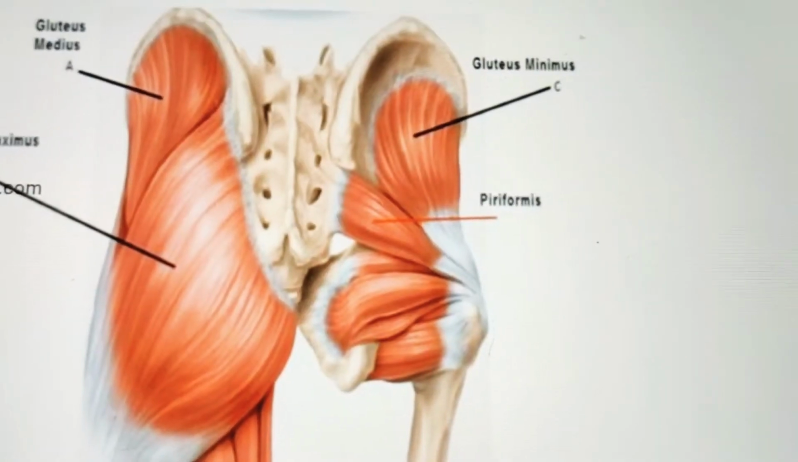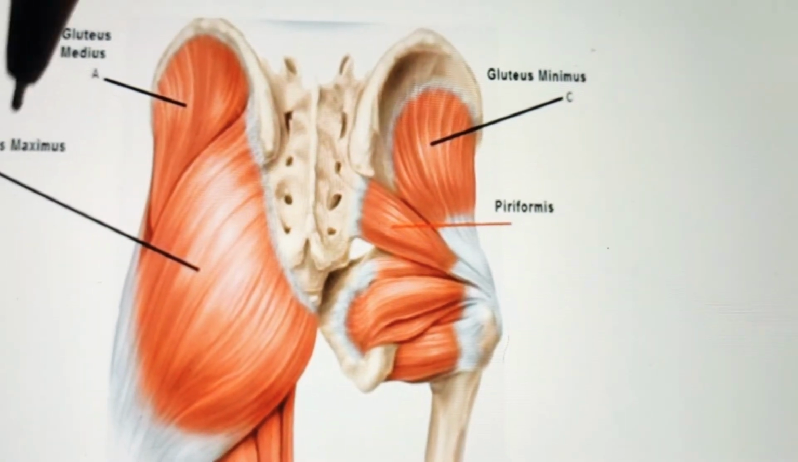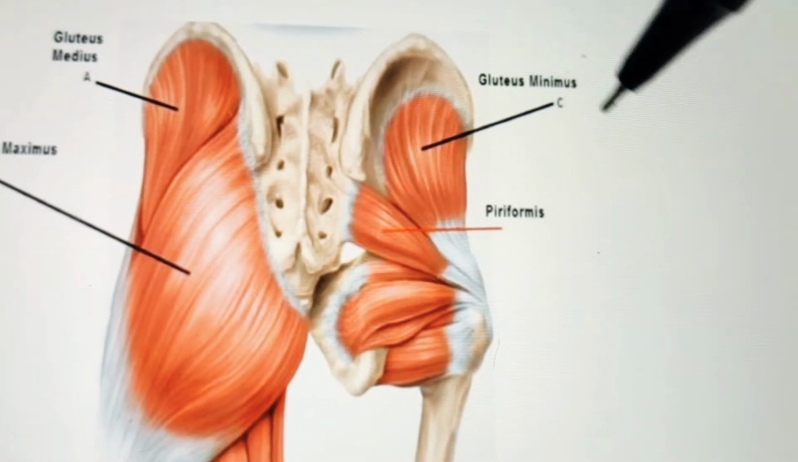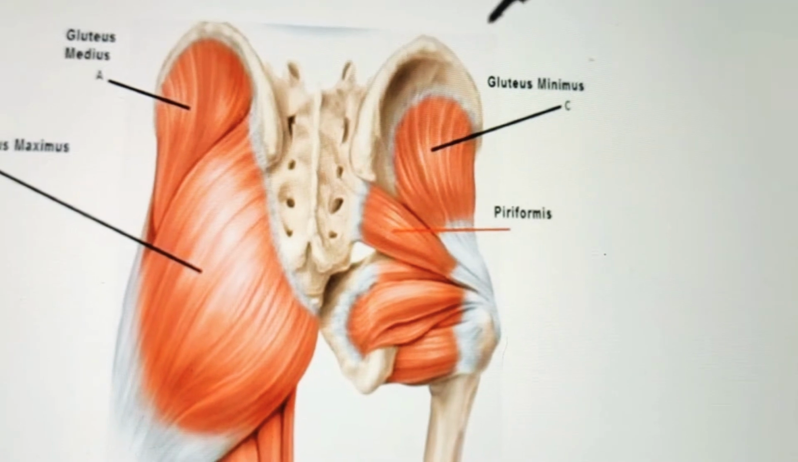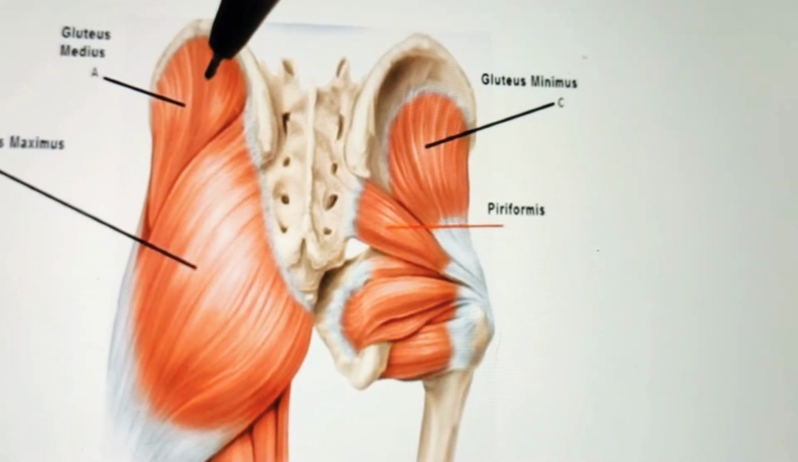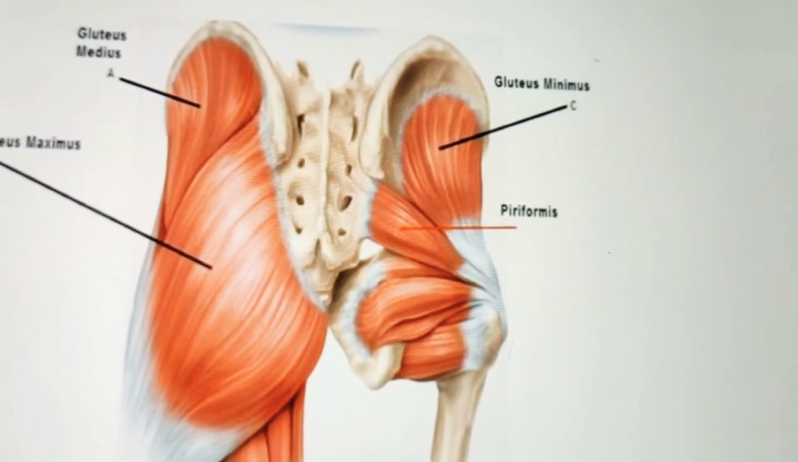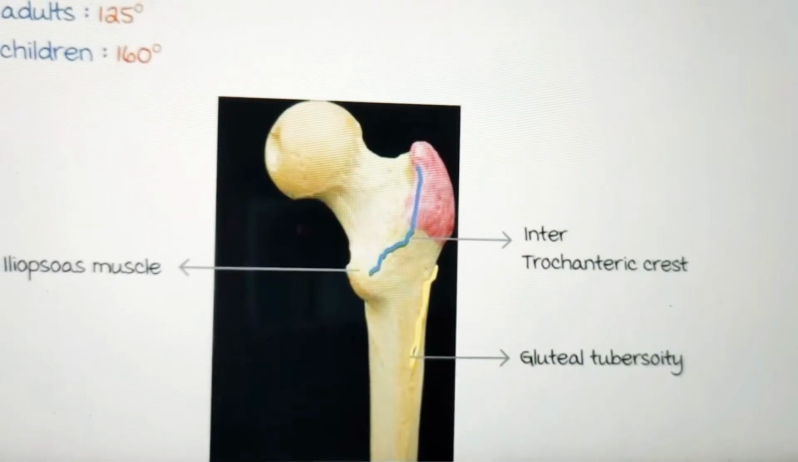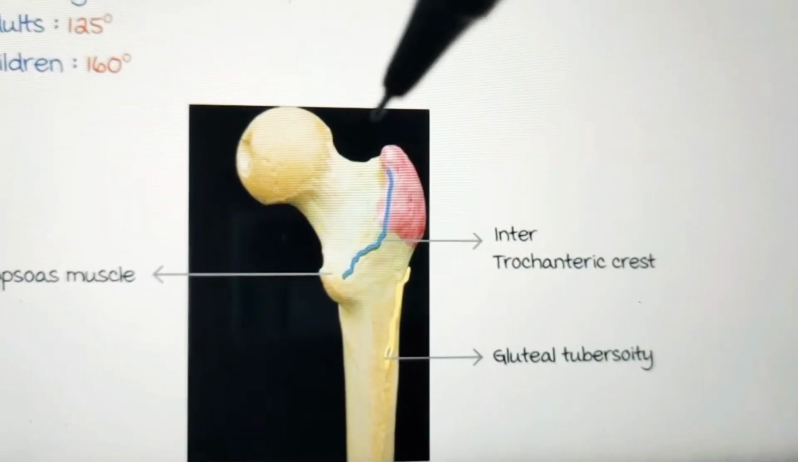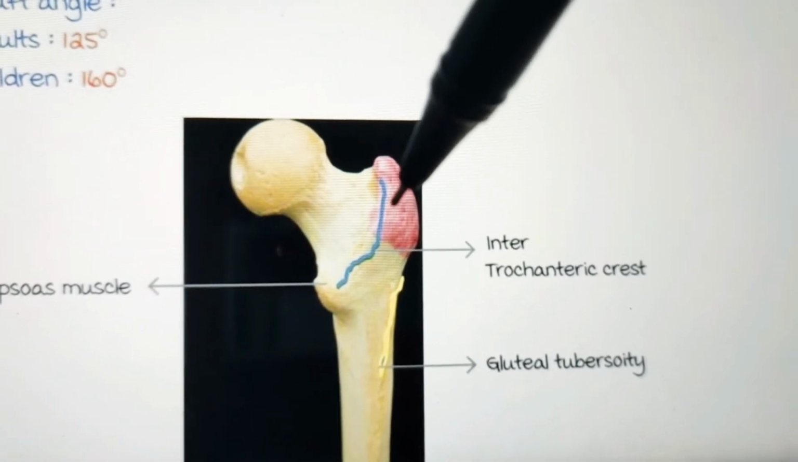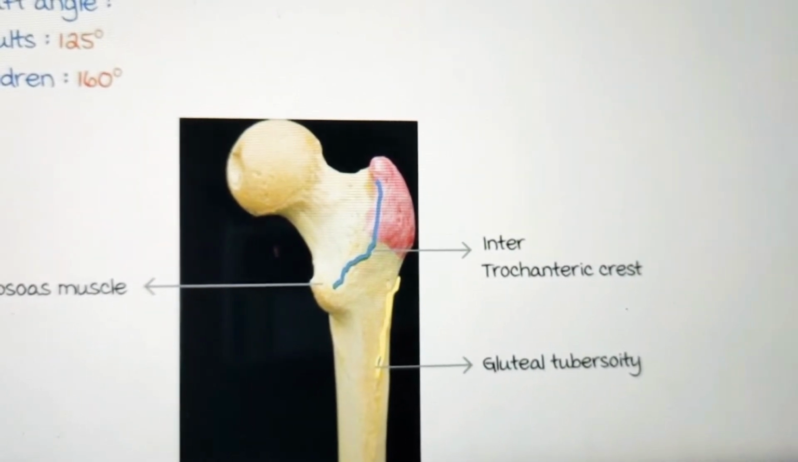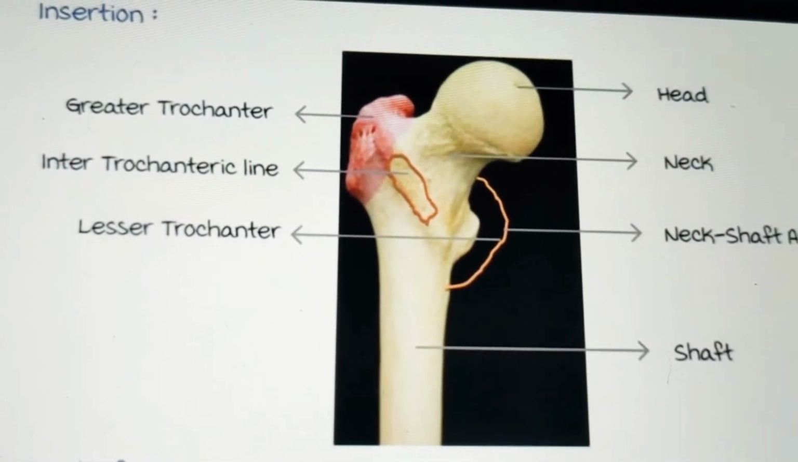For this also I will show the diagram. In this diagram you can clearly see this is the gluteus medius and this is the gluteus minimus. They are also coming from the ilium like the gluteus maximus, but the gluteus minimus and gluteus medius will go and insert into the trochanter of the femur. I will show that. In this diagram you can see the lateral surface of the greater trochanter. To the lateral surface of the greater trochanter, the gluteus medius will go and insert.